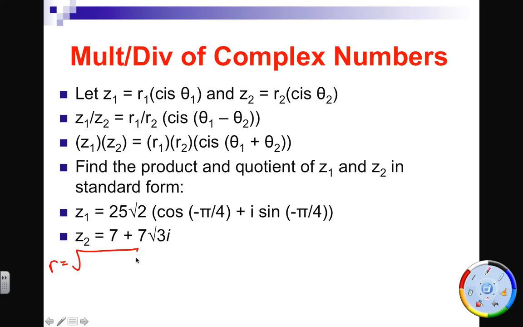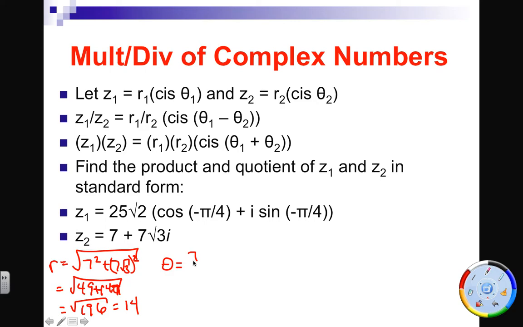R is the square root of 7 squared plus 7 root 3 squared, which is 49 plus 49 times 3, 147. So that's 196, the square root of 196, and you might not know that, but that is the square of 14. Well, that's good because that means r is a nice number rather than a kind of ugly number. And then I need to know theta.